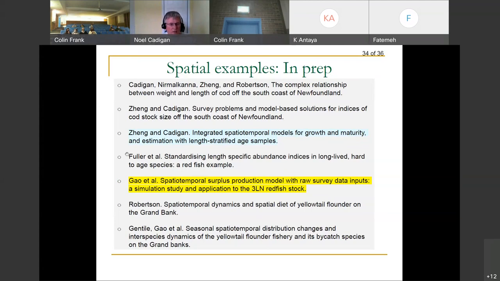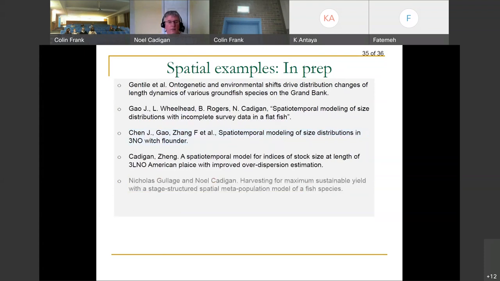And Jin has a student working on a spatial temporal surplus production model for redfish, which is great, but it's not using compositional information. So I don't think you could ever characterize that as the best possible approach for stock assessment, but it's a good thing to support a spatial stock assessment. And we have some more of them.